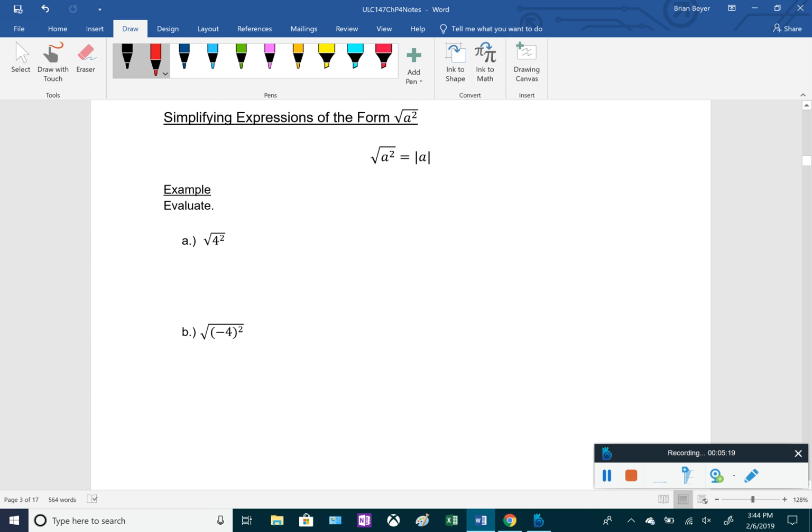Okay, so simplifying expressions in the form the square root of a squared. You might think that a lot of the time these will cancel each other out. In a sense they do, but in another sense they don't.